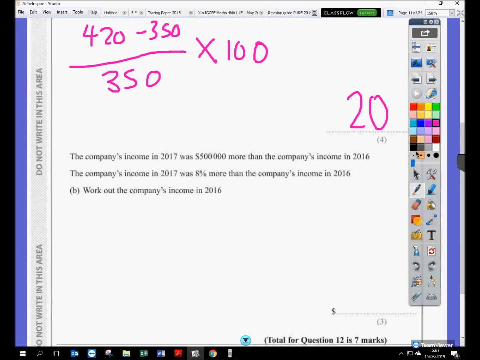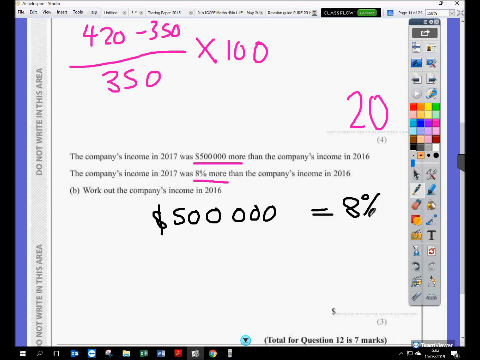Next. The company's income in 2017 was $500,000 more than their income in 2016. The company's income was 8% more than their income in 2016. So what it means is they made a lot of money, and their income, I've just underlined those words because $500,000 is what it's gone up by in 2017, but it's also gone up by 8%. So because they use the same words, these two are equivalent. So you can state that $500,000 is equal to 8%.